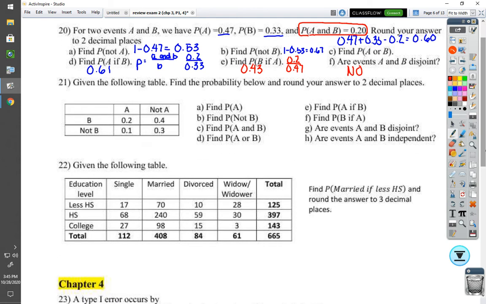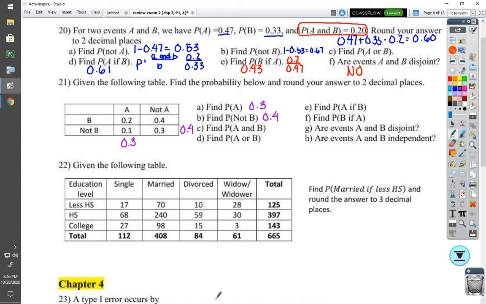From a table, given the following table, find the probabilities and round your answers to 2 decimal places. All the same exact things will happen, but now we have to do a little adding. For instance, for probability of A, I have to add 0.2 and 0.1 to get 0.3. To get the probability of not B, well, 0.1 and 0.3 make 0.4. Not B.